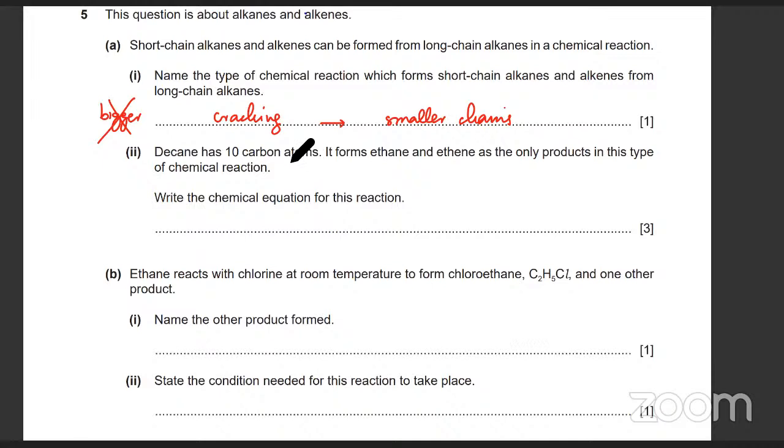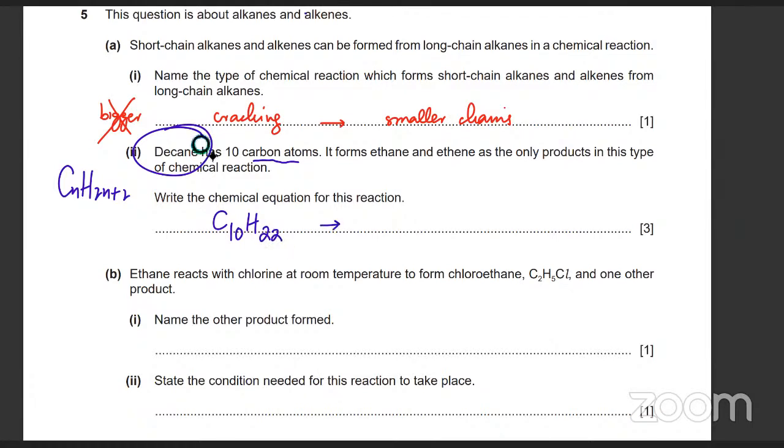Here it says decane has 10 carbon atoms. It forms ethane and ethene as the only products. What's the formula of decane? What's the general formula of an alkane? CnH2n+2 for an alkane, and CnH2n for an alkene. So what will the formula of decane be? It has 10 carbon atoms, so n is 10, so that's C10. And how many H's? 22, so 2n+2 is 22.